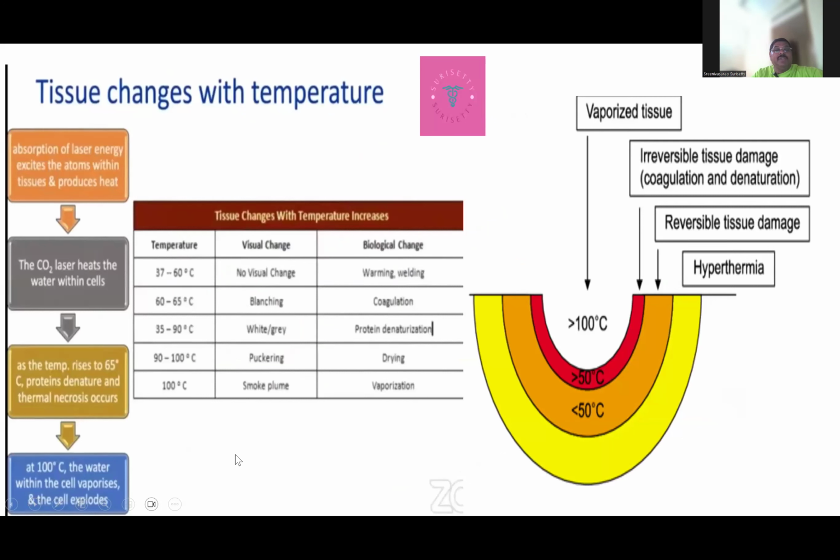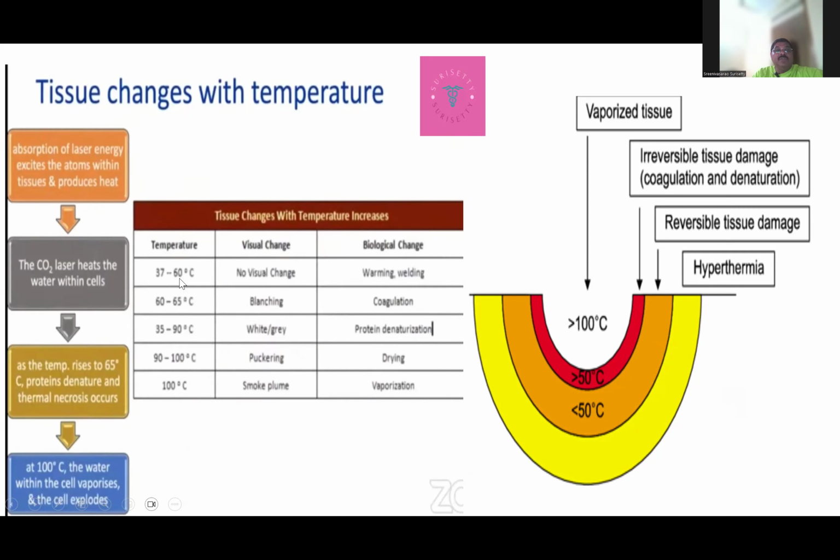So what happens? The tissue changes temperature. At different temperatures, the tissue will react differently. Absorption of laser energy excites atoms within the tissue and produces heat. The CO2 laser heats the water within the cells. At a temperature of 65 degrees centigrade, the proteins denature and thermal necrosis will occur. At 100 degrees centigrade, the water within the cell vaporizes and the cell explodes. You can see the different tissue effects. First is hyperthermia: reversible change occurs below 50 degrees, irreversible change occurs above 50 degrees centigrade, and tissue will be vaporized above 100 degrees centigrade.